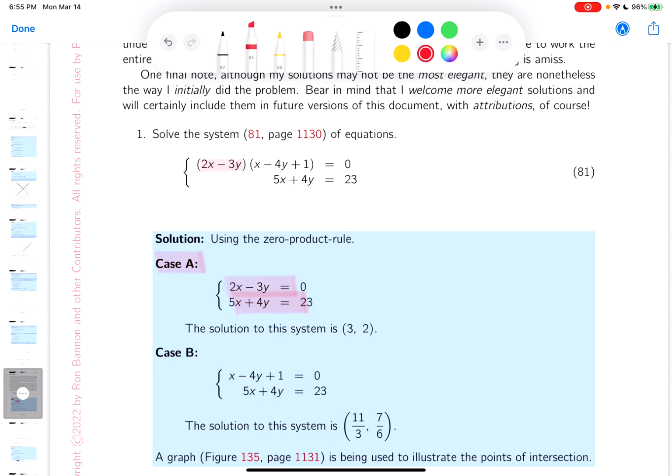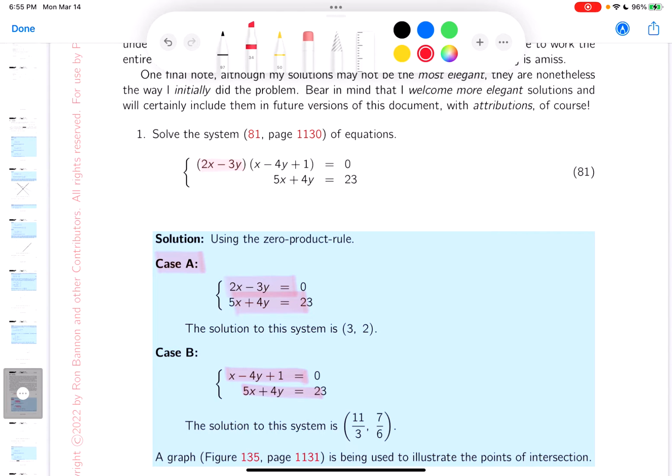Now I'm going to do case B. By the way, there's two things here, and there's only one thing here, so we're going to get two different things to deal with. All right? Let me get the eraser out. Now we're going to do the other factor, zero product rule: x minus 4y plus 1 equals 0. The other condition needs to be met, though, 5x plus 4y equals 23. So now you have two cases, and they have to be solved individually.